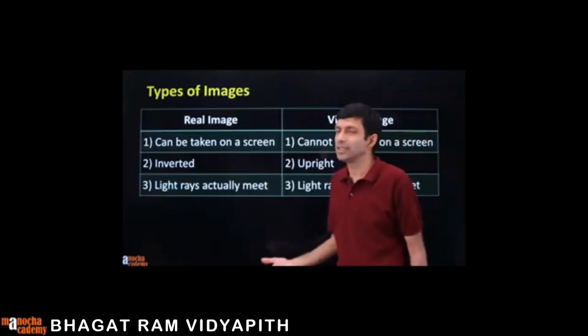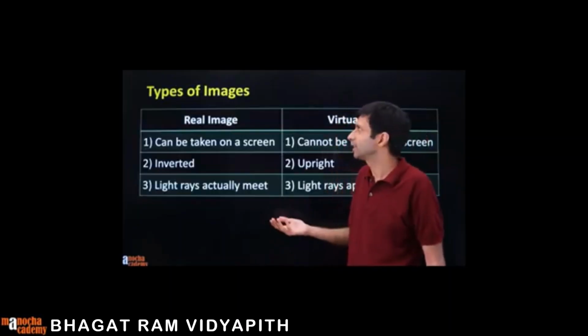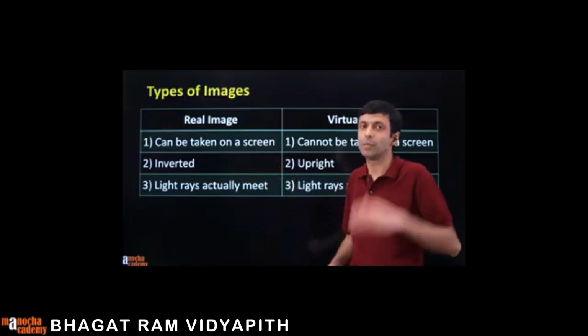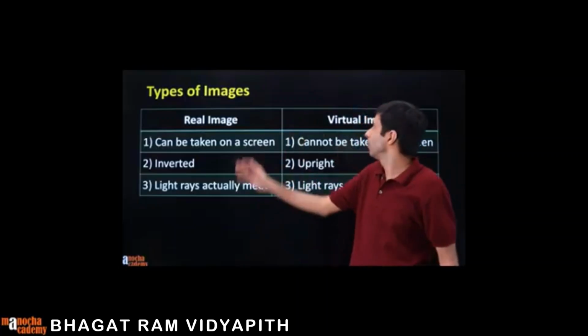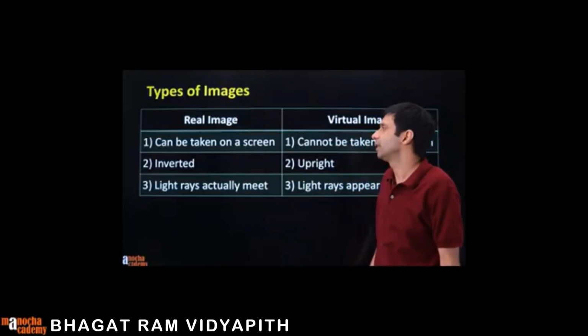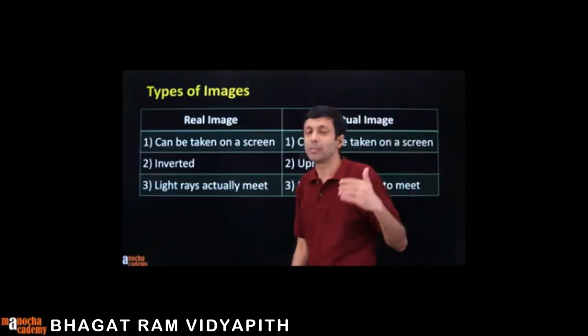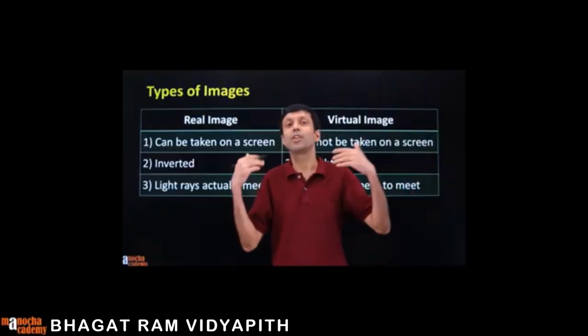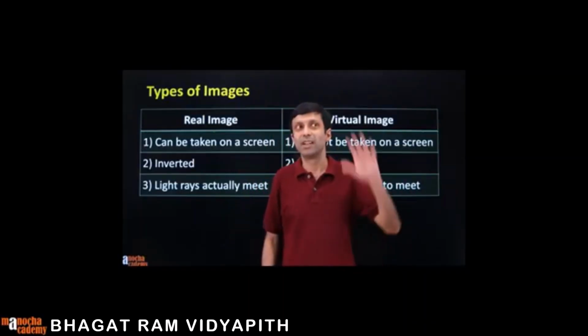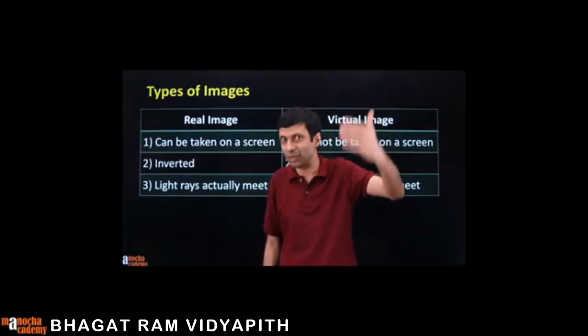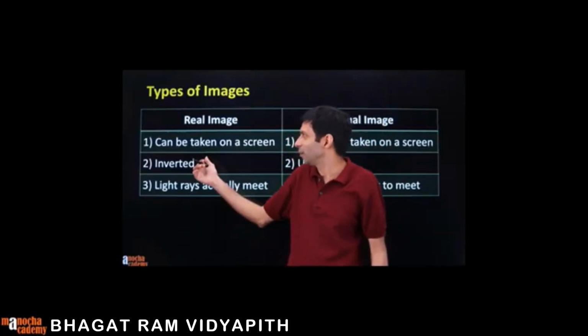And another important thing you guys need to know, which will be useful in the next class, what are the types of images? So images can be divided into two types: real image, virtual image. We'll see this more in the next class. The important thing is real image can be taken on a screen. So just like when you go to the theater to watch a movie, they are projecting on a screen, so it can be captured on a screen. It is a real image.